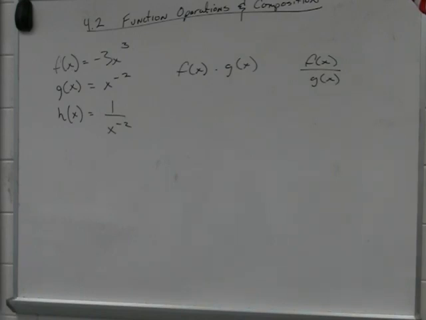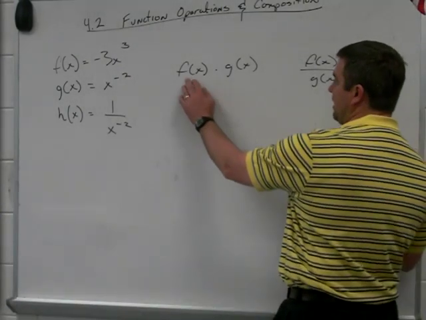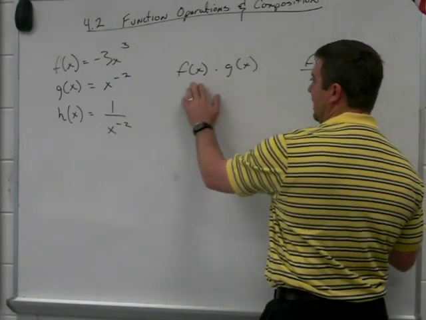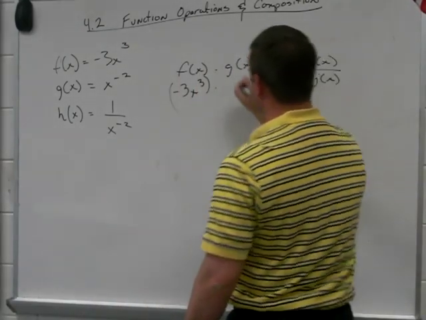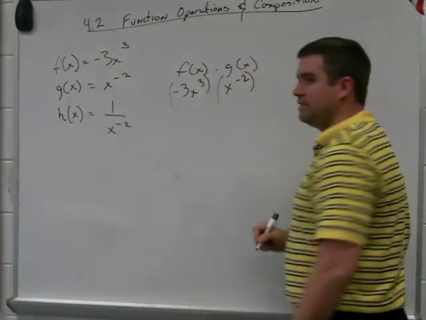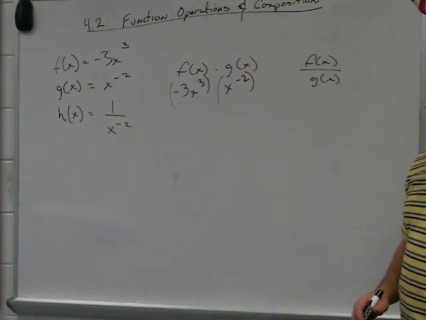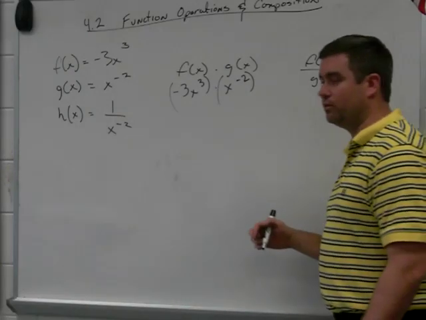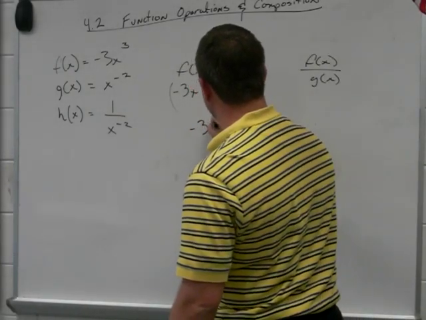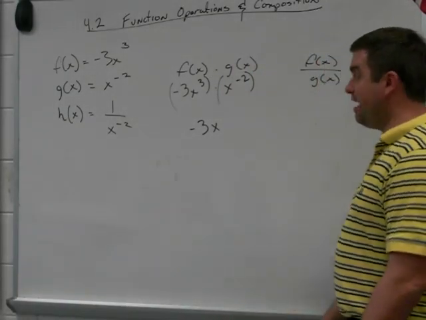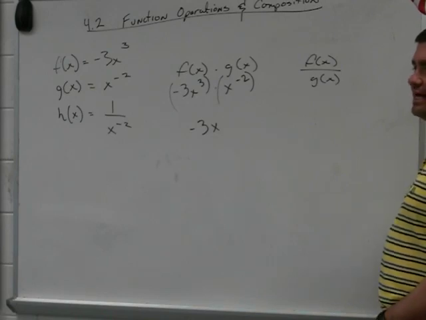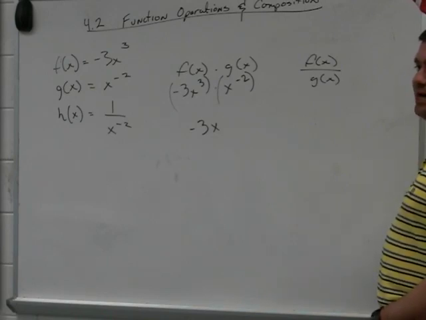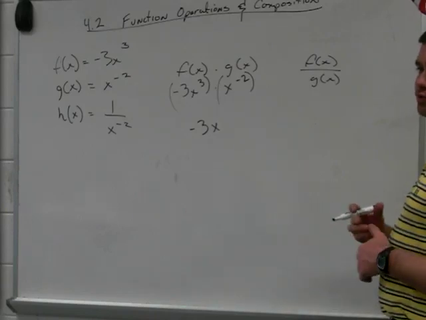If I'm doing this one here, f of x times g of x, f of x is negative 3x cubed times g of x, which is x to the negative 2. So I simply multiplied those two functions together. I substituted in what they equal, and my answer would be negative 3x, and I'm done. F of x times g of x simply equals negative 3x. That is an operation that we can now do with functions, now that we know a lot of these rules with exponents. Any questions?